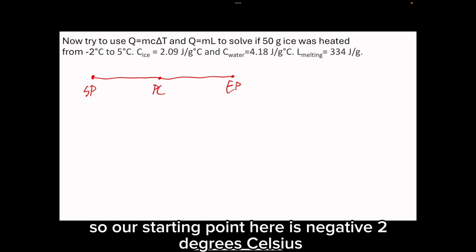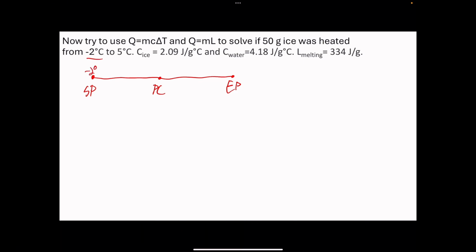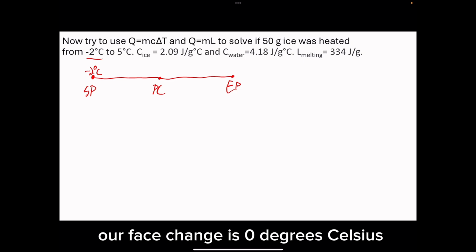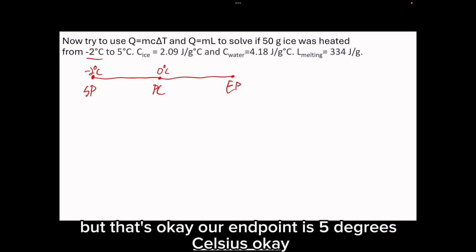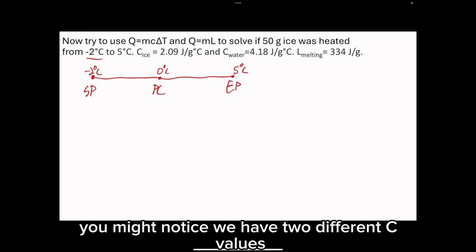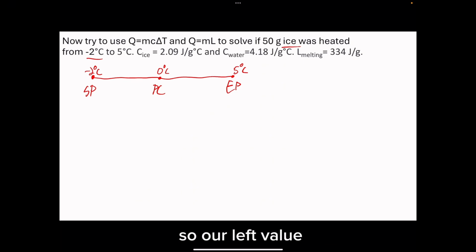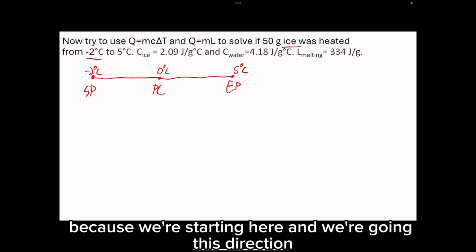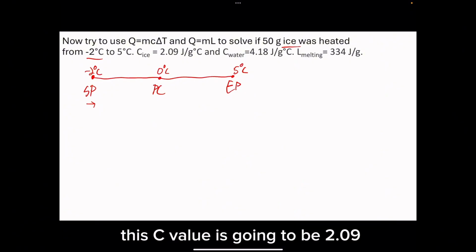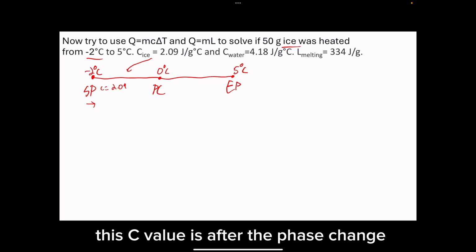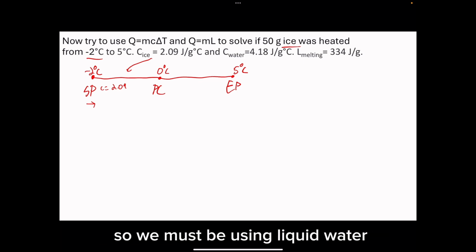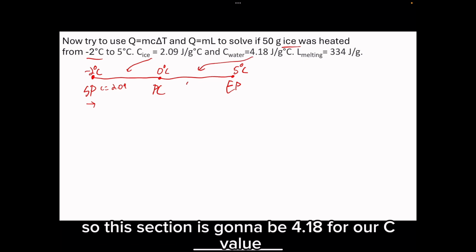So our starting point here is -2 degrees Celsius. Our phase change is 0 degrees Celsius. I forgot to write it, but that's okay. Our end point is 5 degrees Celsius. You might notice we have two different C values. We're starting with ice, so our left value, because we're starting here and going this direction, is going to be 2.09. This C value is after the phase change, so we must be using liquid water. So this section is going to be 4.18 for our C value.